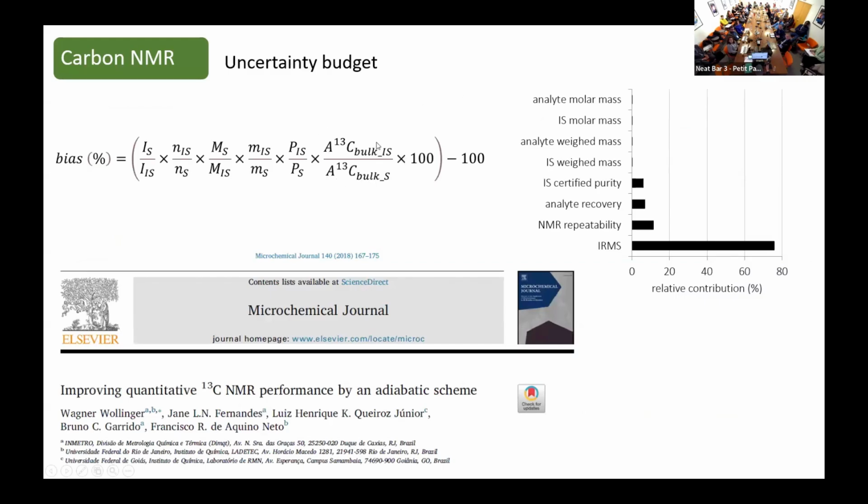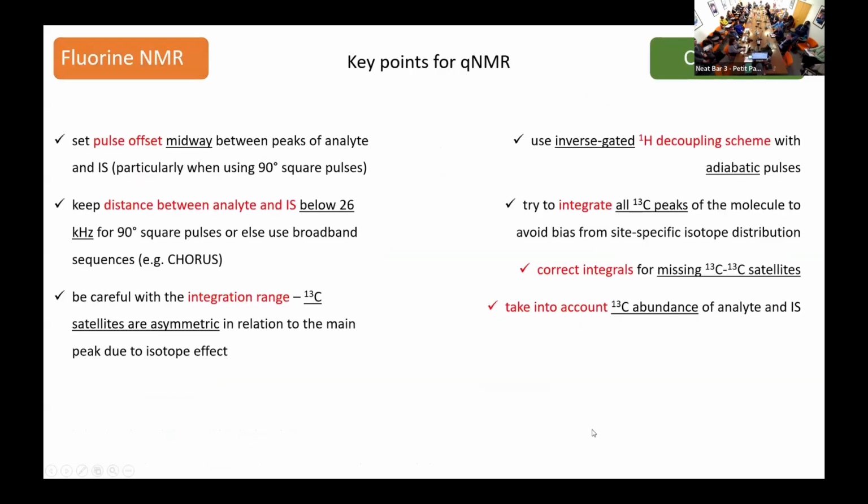So we put this in the calculation: the ratio of the carbon-13 abundance of the internal standard to the sample. In this case, this was 0.99, which means a 1% difference that would increase the bias by 1%. And the isotope ratio determination by mass spectrometry was the biggest source of uncertainty in our calculations. So we have published this paper here.